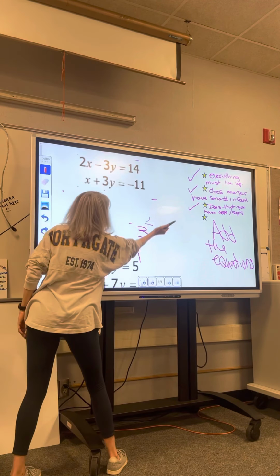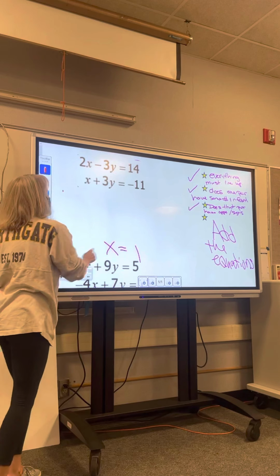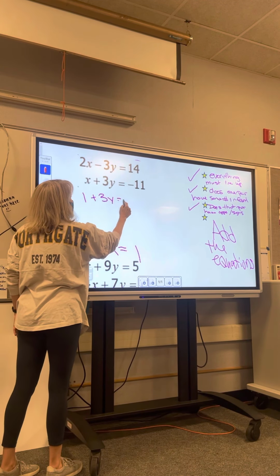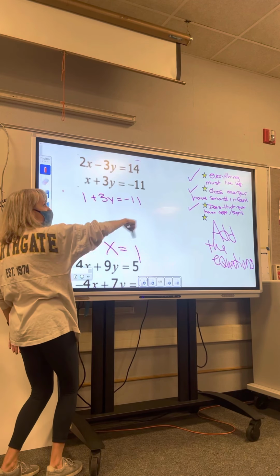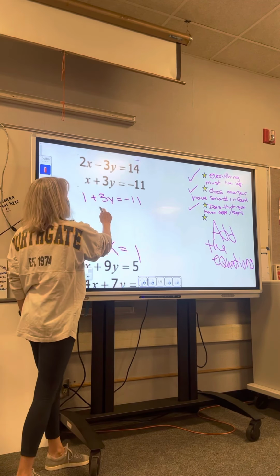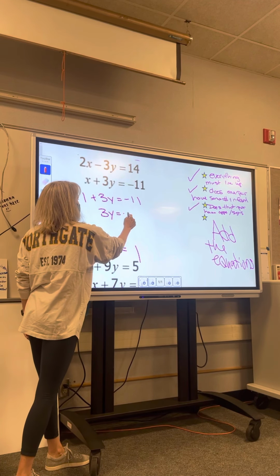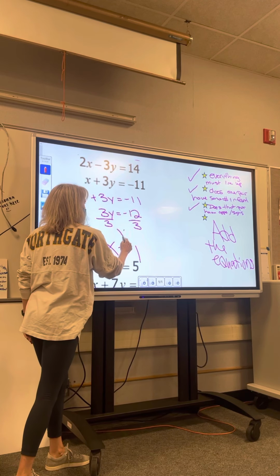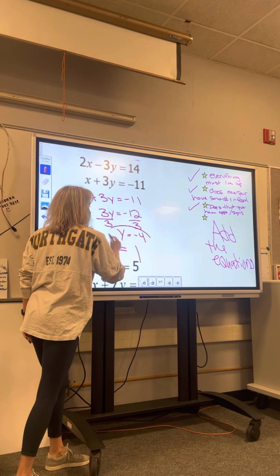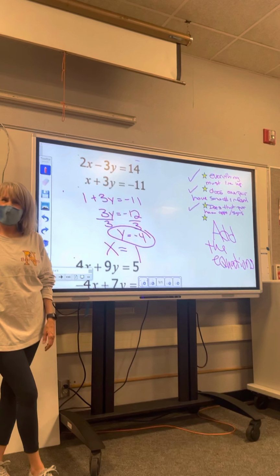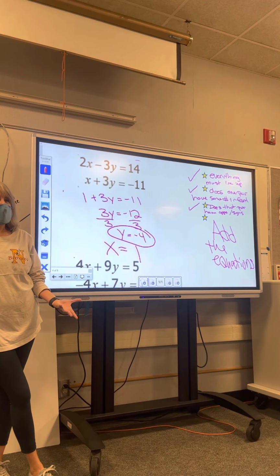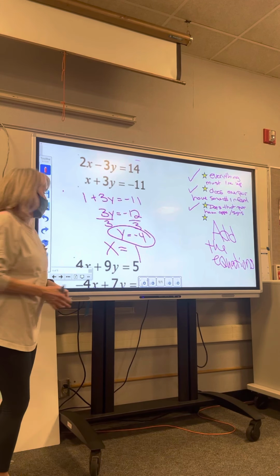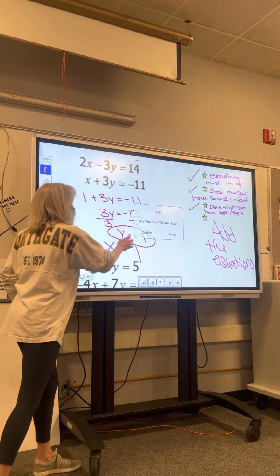Let me erase all this so I have room. I'm going to take that 1 and plug it in right there. 1 plus 3y equals negative 11. Move the 1 over, because I'm skipping steps now since you guys are pros. Y equals negative 12. Divide by 3, divide by 3. I get negative 4. Yay! Is that easy? That's not bad, huh? Okay. Try number 2 on your own, and I will come around and talk to you about it.